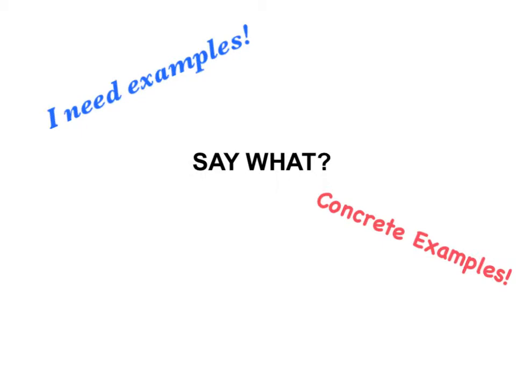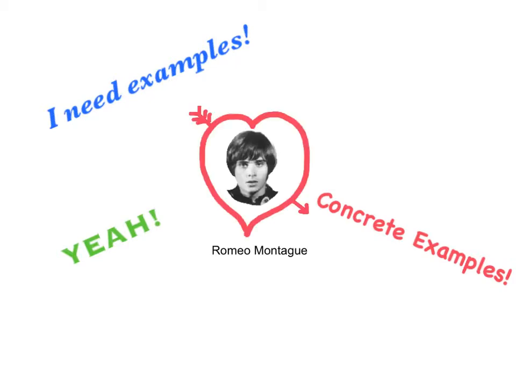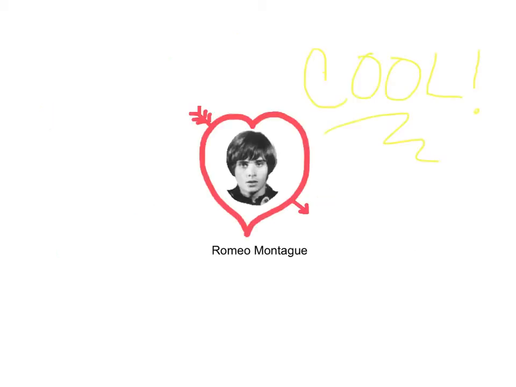To give you a better understanding of these 4 aspects of learning profile, we're going to go through them looking at a typical high school student. Drum roll please. This student's name is Romeo Montague.